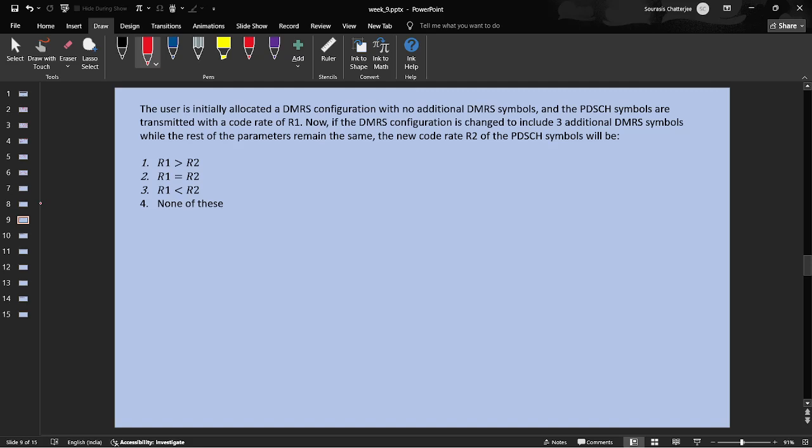What about this question here? The user is initially allocated a DMRS configuration with no additional DMRS, and PDSCH is transmitted with a code rate of R1. Now my DMRS configuration changes and I have to include 3 additional DMRS symbols. Other parameters remain the same, and I have this new code rate R2. So which one of these holds?